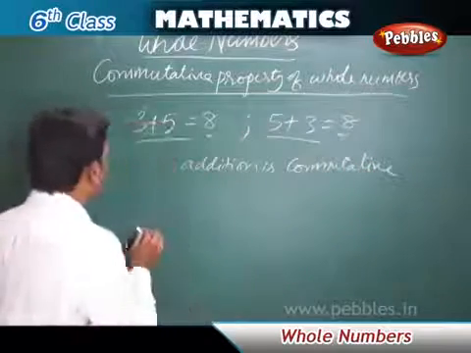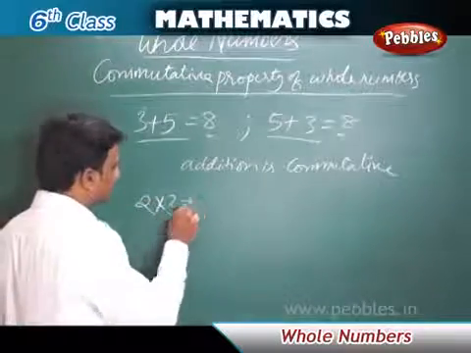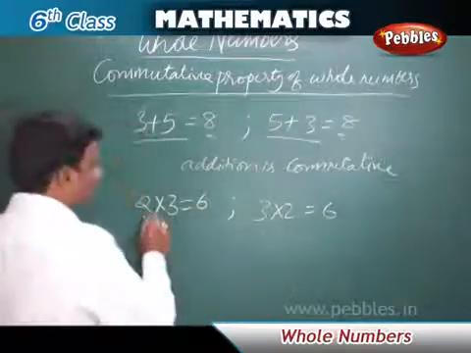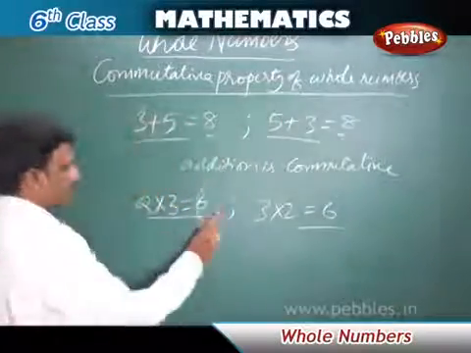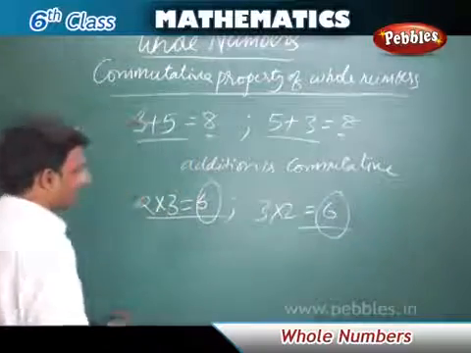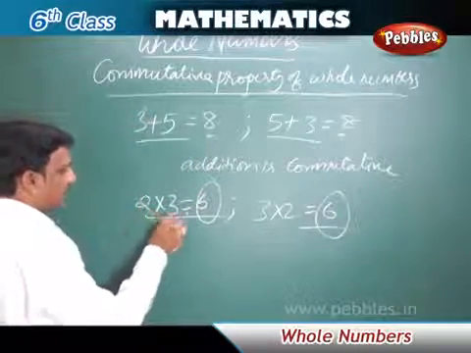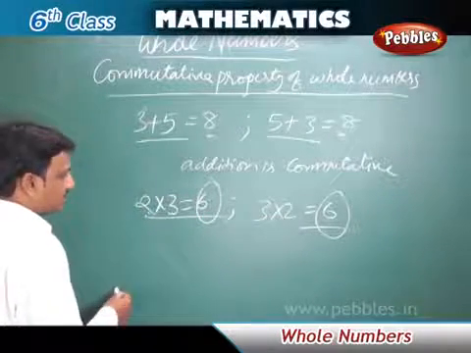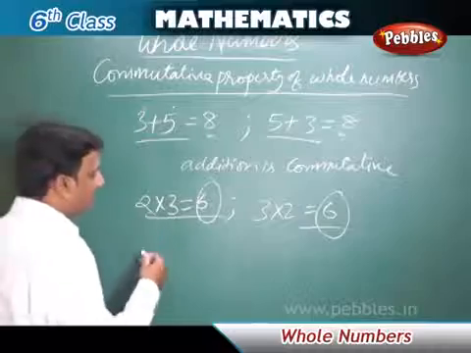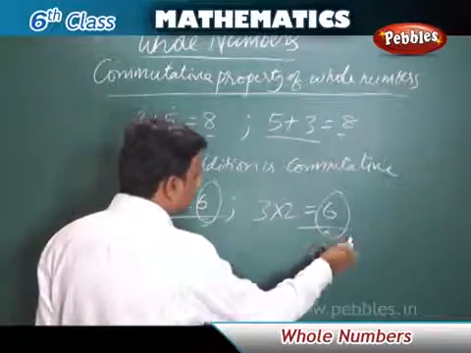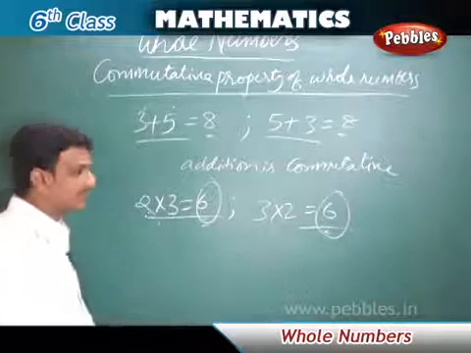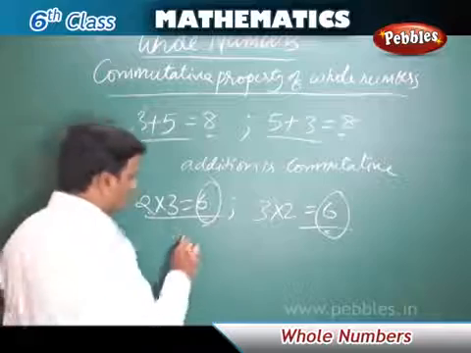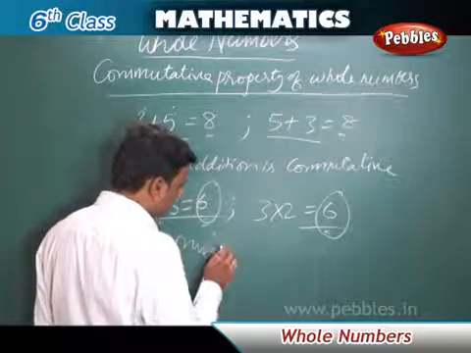Now let us look at the multiplication. 2 into 3, 6. 3 into 2, 6. So here the value, the product, is the same, but the numbers are changed. So the pair order is changed. In case of multiplication, even though the order of the pair is changed, the result is the same, it is equal. So in whole numbers, multiplication is also commutative. Multiplication of whole numbers is commutative.